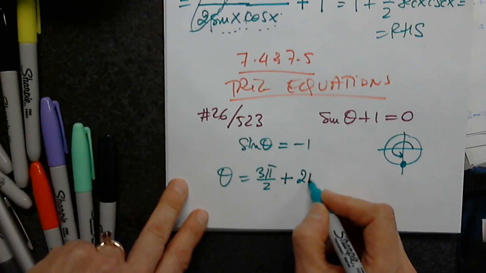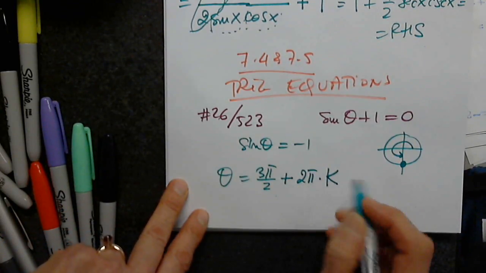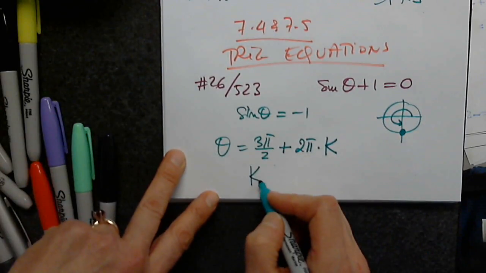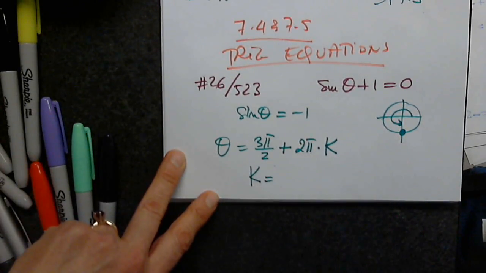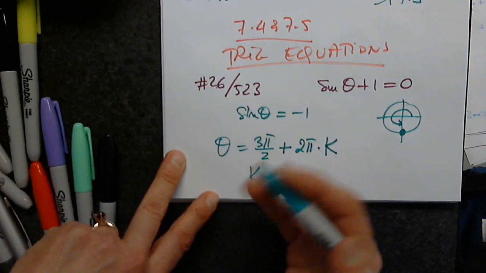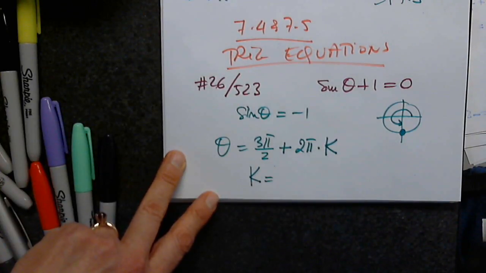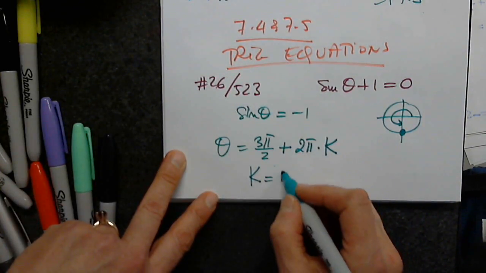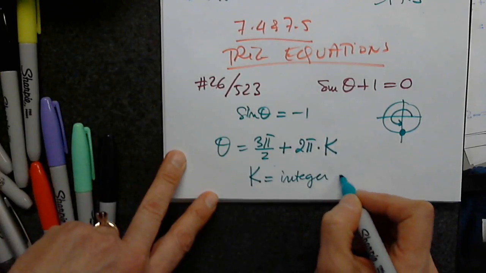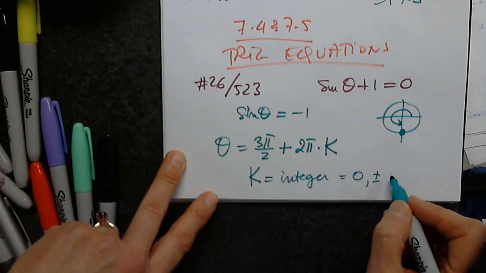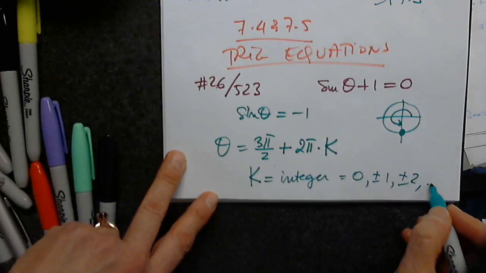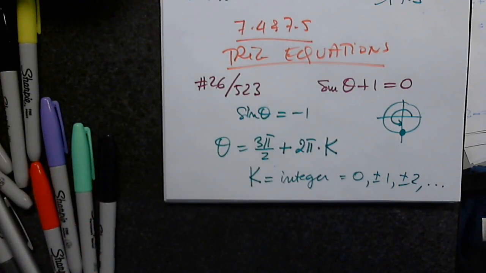Very good. Multiplied by k. K, or n, in some books you'll find it k, in some books it doesn't matter. As long as I explain what k is, the letter is not important. Integer, meaning 0, plus or minus 1, plus or minus 2, and so on and so forth. Okay, what does this mean?